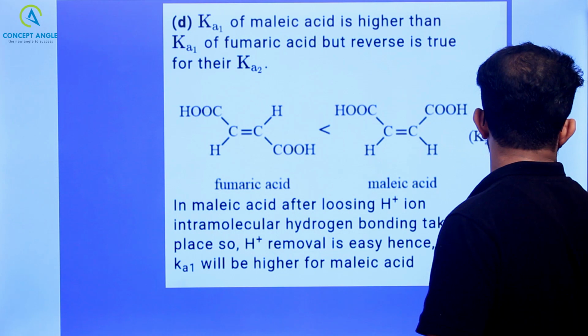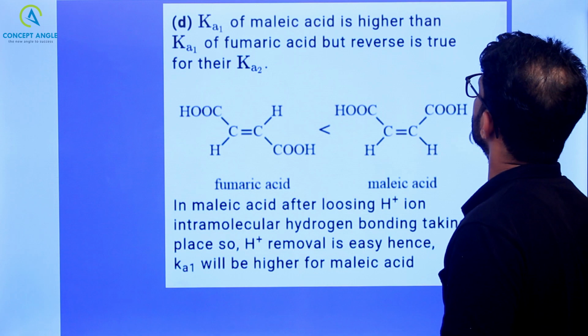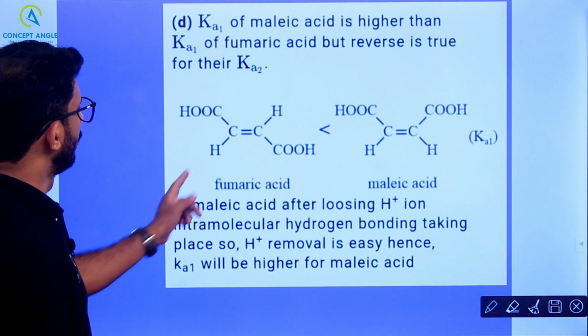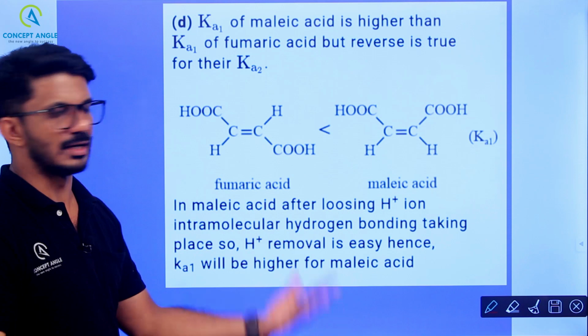The acid dissociation constant Ka1 of fumaric acid and that of malic acid. Fumaric acid and malic acid both are indicated here. Fumaric acid is trans and malic acid is cis. Both are unsaturated dicarboxylic acids. In malic acid, these two groups are close to each other.